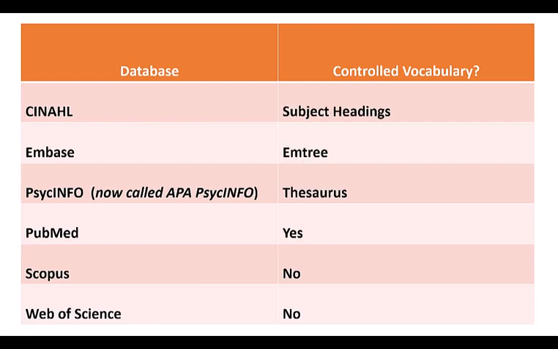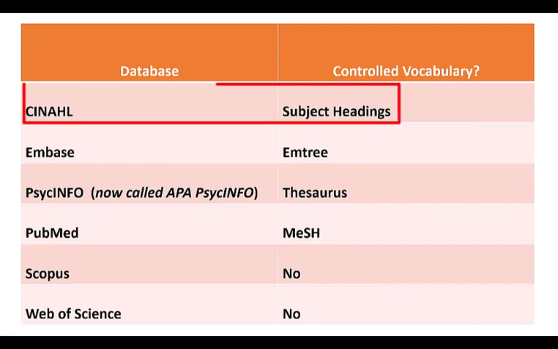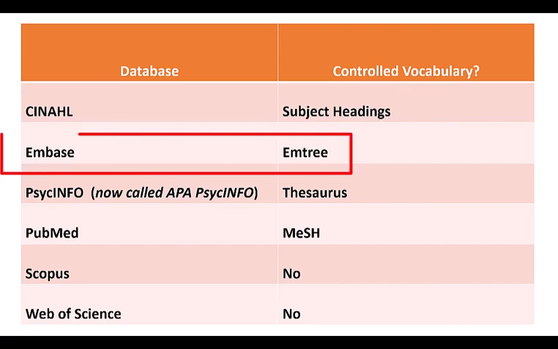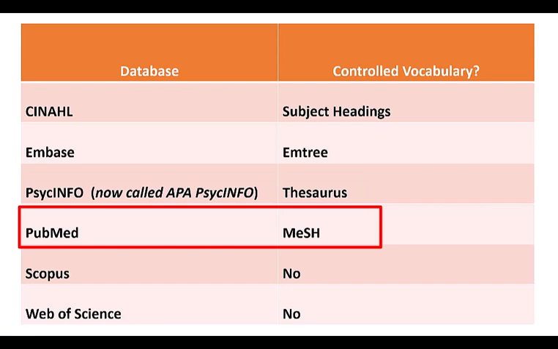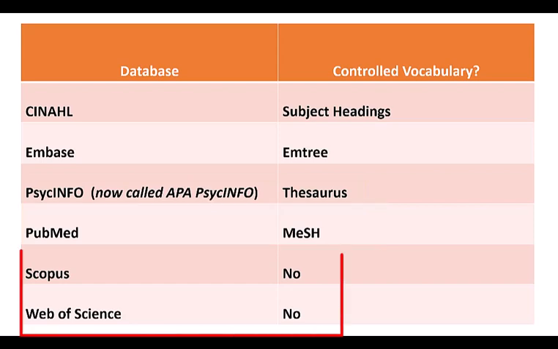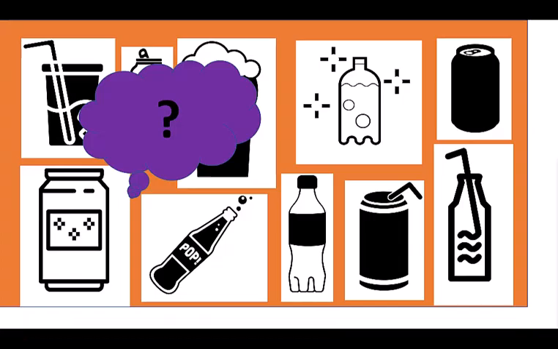It's also worth mentioning that not all databases offer the user a controlled vocabulary. CINAHL gives us subject headings, Embase gives us Emtree, PsycInfo gives us a thesaurus, and PubMed has devised Medical Subject Headings, or MeSH, whereas Scopus and Web of Science do not provide the user with a controlled vocabulary.